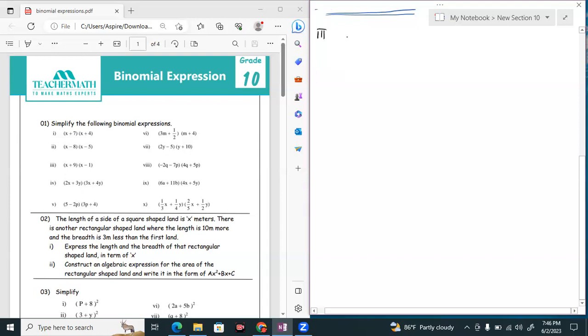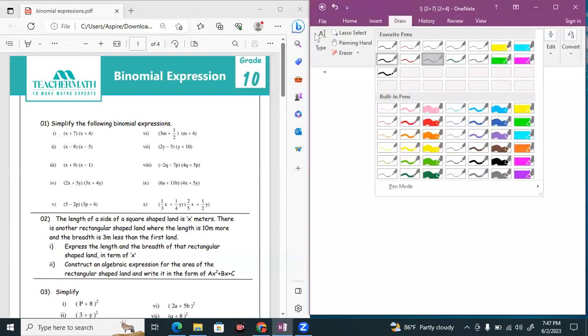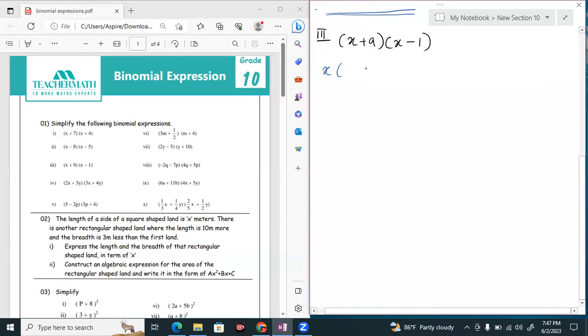Third one. x plus 9, x minus 1. Then x into x minus 1, add 9 into x minus 1, because this is a positive value, so plus 9. Then x into x becomes x squared. x into minus 1, it is minus x. 9 into x, it is 9x. 9 into minus 1, it is minus 9.